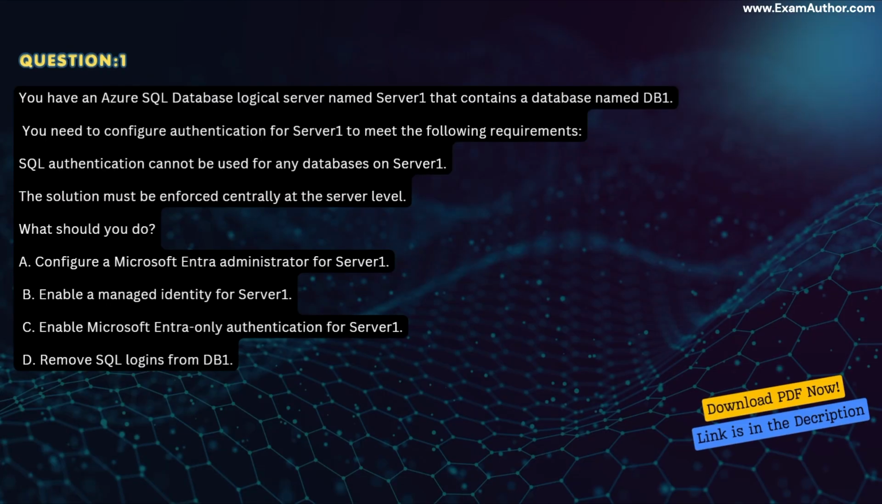Question 1. You have an Azure SQL database logical server named Server1 that contains a database named DB1. You need to configure authentication for Server1 to meet the following requirements. SQL authentication cannot be used for any databases on Server1. The solution must be enforced centrally at the server level.